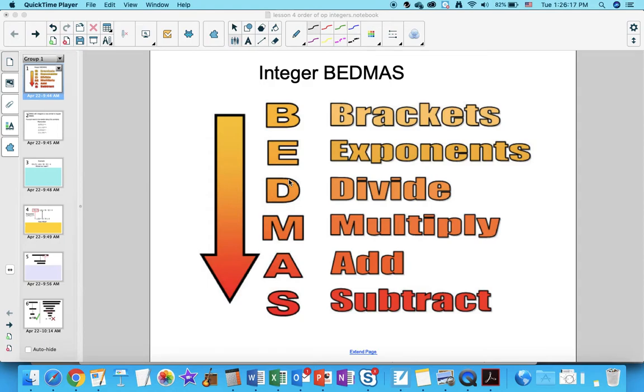Hi, if you're watching this video, you're watching the video on integers and BEDMAS. This video will talk about the BEDMAS rules as they're applied to integers. In the previous unit, we talked about BEDMAS rules applied to fractions. Now we're going to use integers.